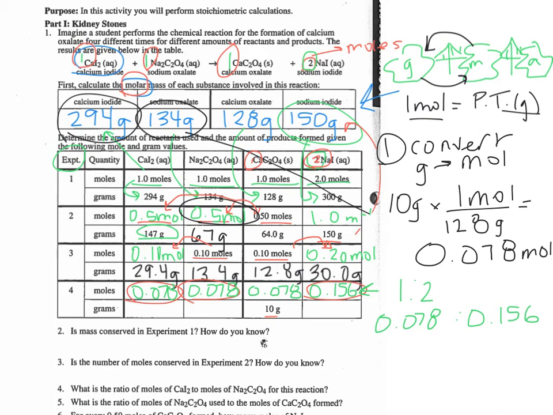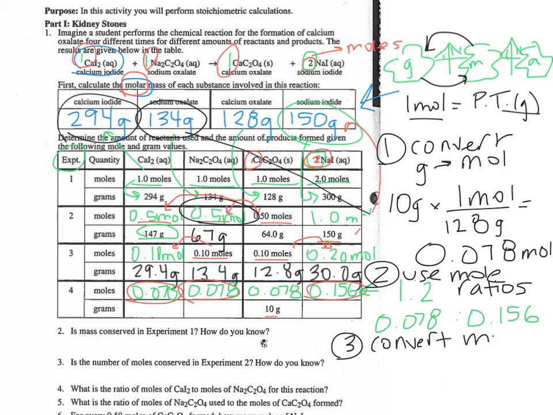All right, so with one number we've gotten so far, we've converted grams to moles. Our second step was to use the mole ratios to figure out the moles of every other reactant and product. And now our final step is to convert the moles that we have to grams. Okay, so convert moles to grams.